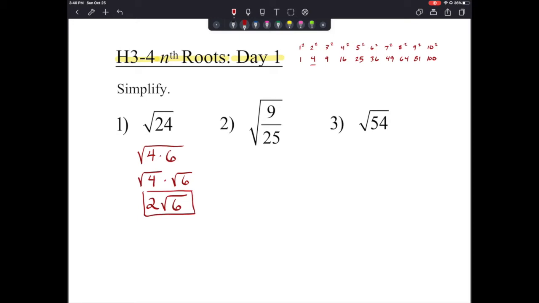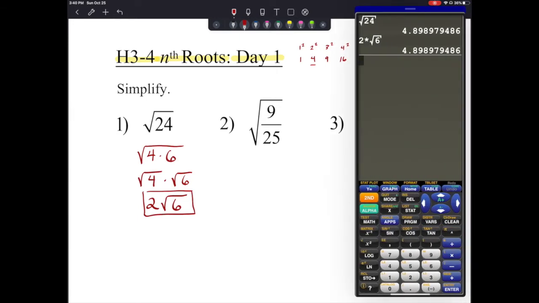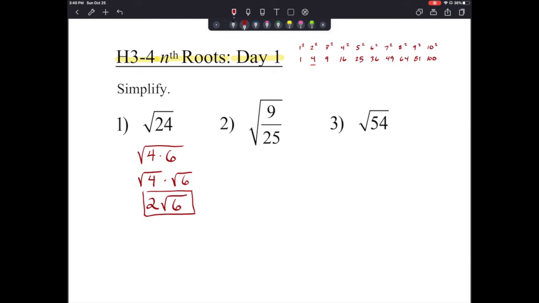Okay, now if I wanted to check it, I can just pull out a calculator, and you'll see at the top here, I have done the square root of 24 is equal to about 4.8989, and so on. And then 2 times the square root of 6 also gives us the same value. The only thing you have to be careful of is it may not be completely simplified all the time, but we do know that we're on the right track, that we have the right values.